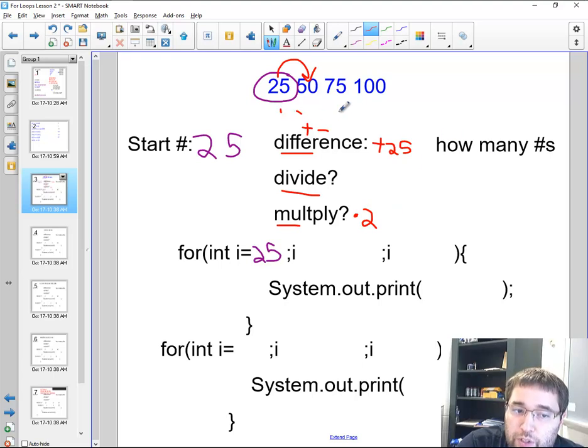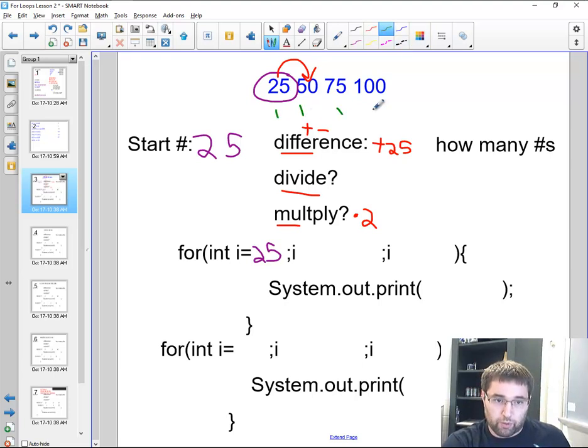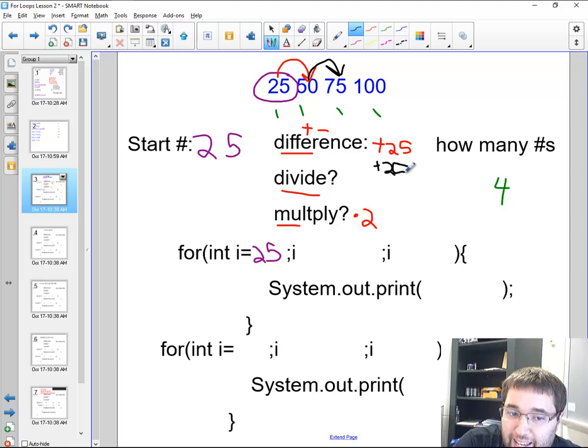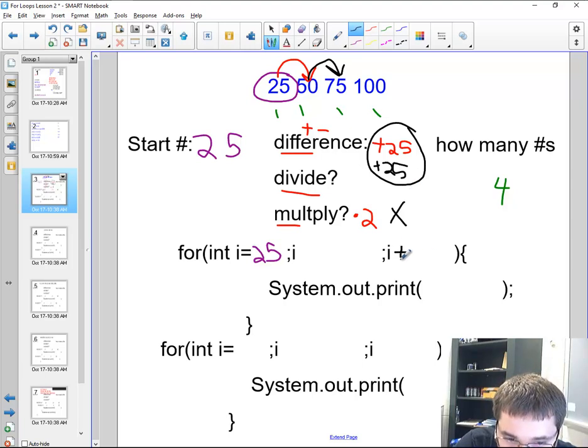How many numbers are there? 1, 2, 3, 4, so there's 4 numbers. That's the information that I need. To check my work, I also want to go from 50 to 75. How do I get there? I add 25, and I cannot multiply by 2. That will not work. 50 times 2 is 100. So that means I know that the way to set this up is adding 25 every time. So my i will increase by 25 every time.